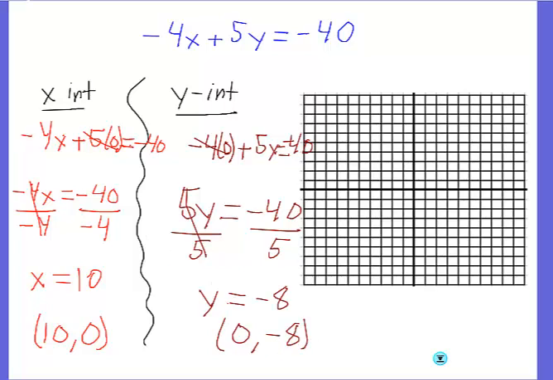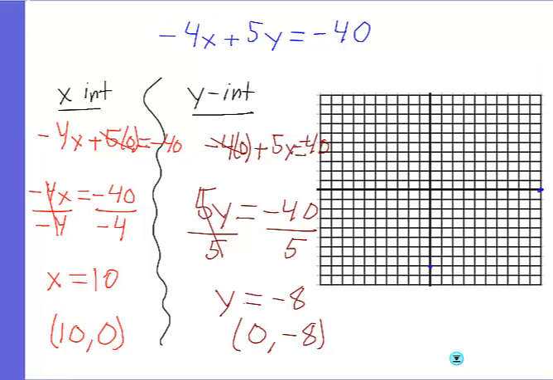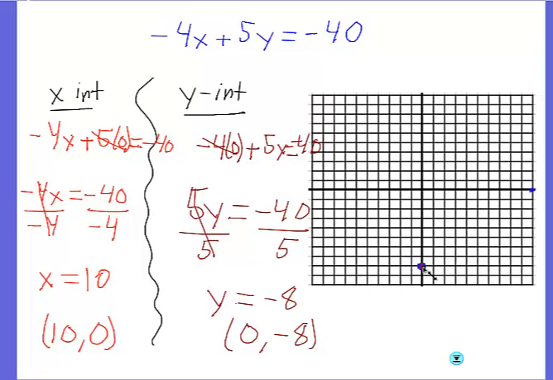So again, all we have to do to graph that is first we're going to plot our 2 points. So we're at (10, 0), which is all the way over here, and (0, negative 8), which is all the way down here. Then to create a line, you just connect the 2 dots. And this one's orange because I didn't change the color. But there's our line. There's the equation, negative 4x plus 5y equals negative 40, graphed on a coordinate plane.